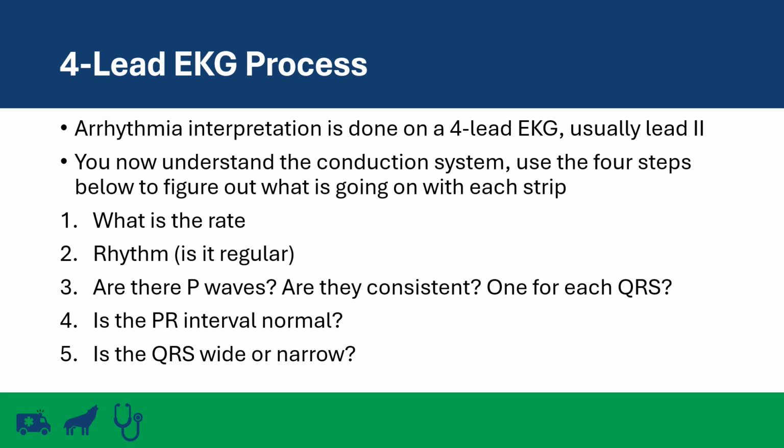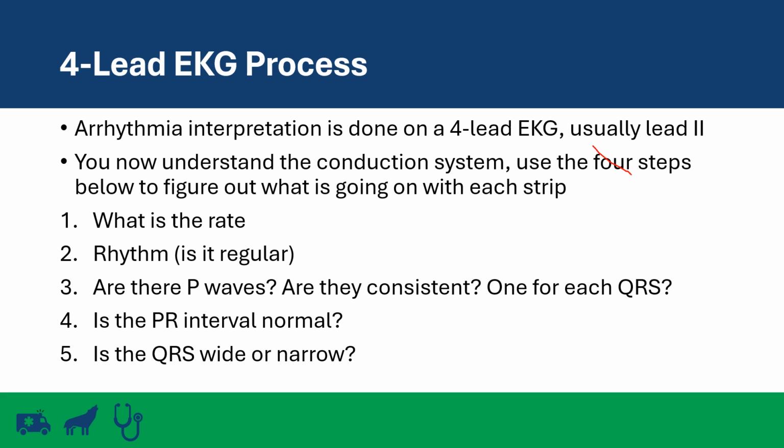So now that you understand the conduction system, I want you to use the four steps below to figure out what's going on with each of the strips. Okay, so first you're going to ask what is the rate. You're going to ask what is the rhythm. This means is it regular? Are there P waves? Are those P waves consistent? And is there one for each QRS? Is the PR interval normal? And is the QRS wide or narrow? So use these 5 steps, not 4 steps.